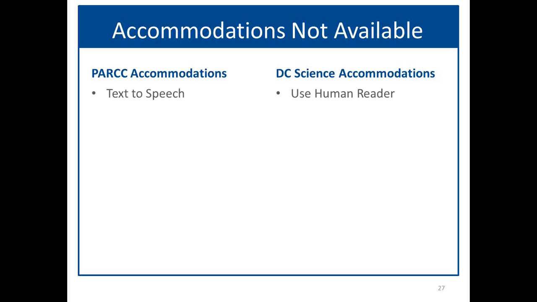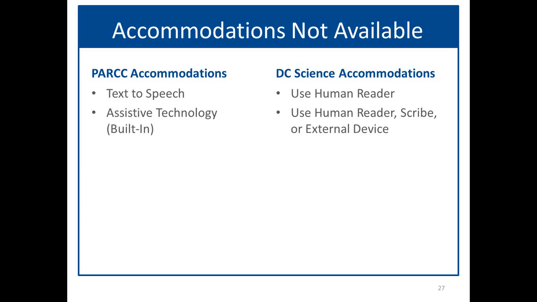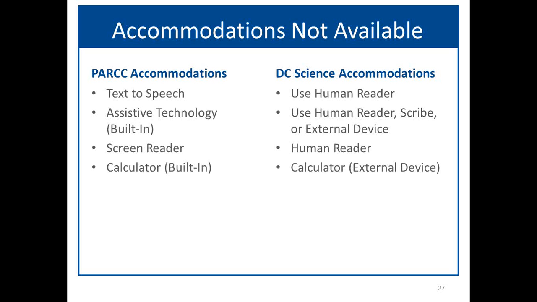For text-to-speech, you'll use a human reader. For built-in assistive technologies, you will need to use either a human reader or scribe or an external assistive technology device. For screen reader, you will need to use a human reader. While PARCC had a built-in calculator, DC Science does not, so you would need to use an external device, a separate calculator.